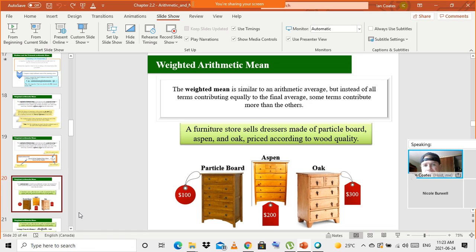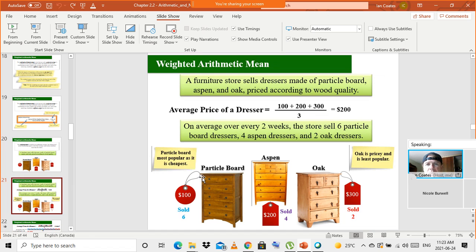$300 a piece. Now, let's have a look here. What are we going to ask? Let's just say if I wanted to find the average, we could calculate the mean. What's the average price if I put all 3 of these together? Well, you have 100 plus 200 plus 300, all divided by 3 because there's 3 of them, right? And that gives us an average price and a mean price of $200.